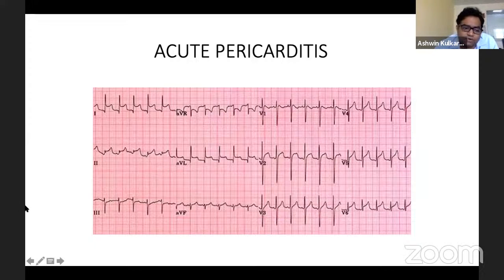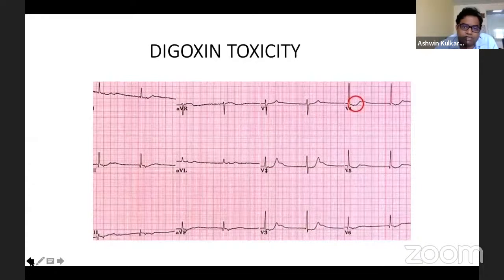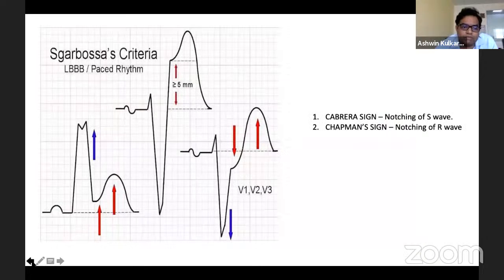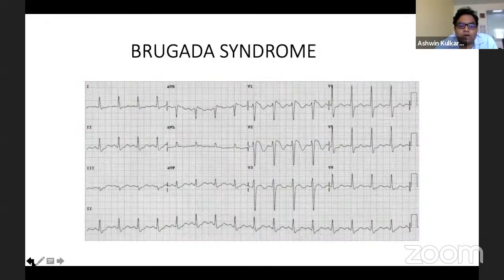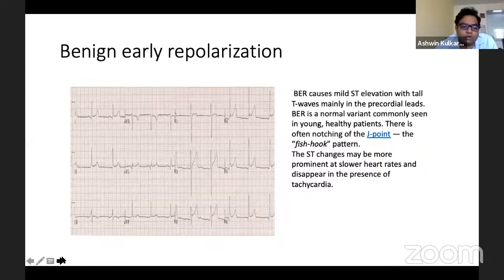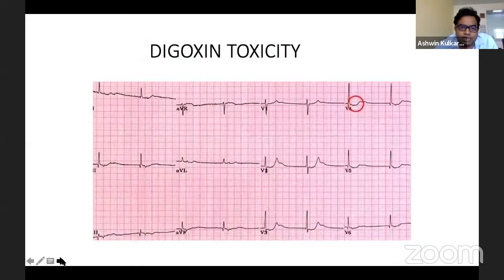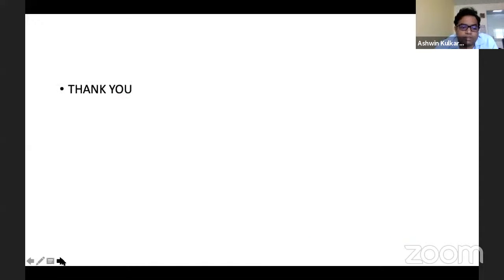So these were a few ECGs where you see the ST elevation mimics or ischemia mimics, which include acute pericarditis, digoxin toxicity, LBBB, Brugada syndrome, and benign early repolarization syndromes. With these things, I think I'll end my presentation today. Thank you for a patient hearing.